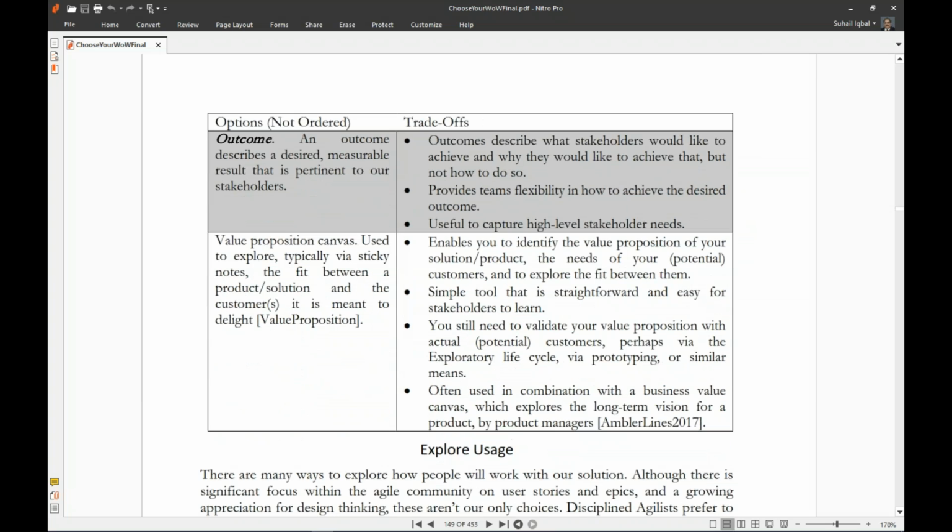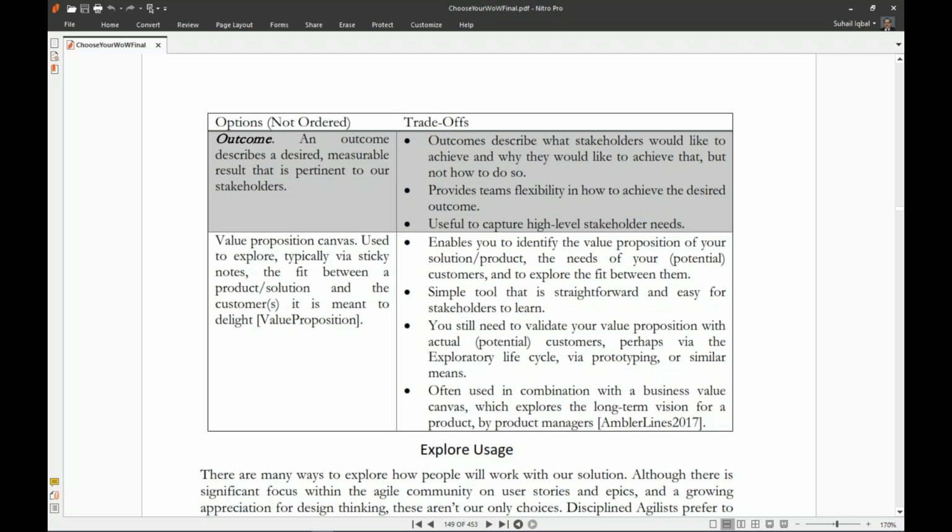Then we have got outcome. An outcome describes a desired measurable result that is pertinent to our stakeholders. And the trade-offs are: outcomes describe what the stakeholder would like to achieve and why they would like to achieve that, but not how to do so. They provide teams flexibility in how to achieve the desired outcome, and are useful to capture high-level stakeholder needs.